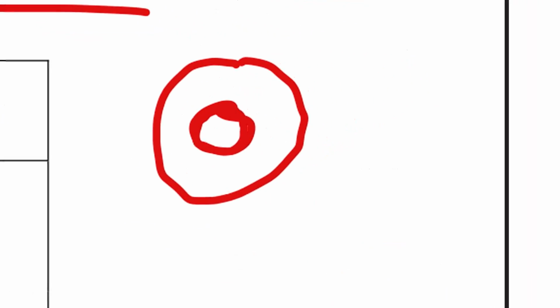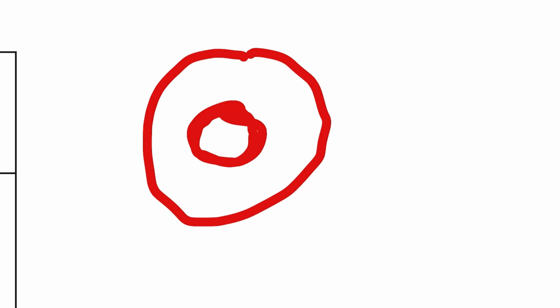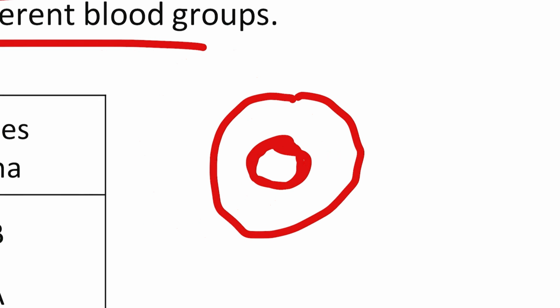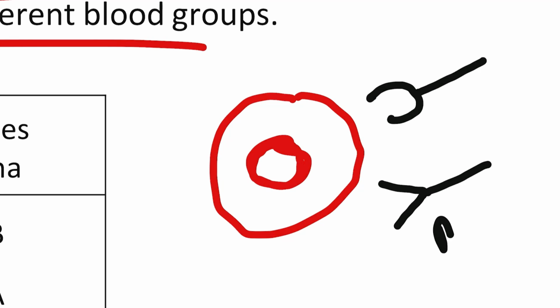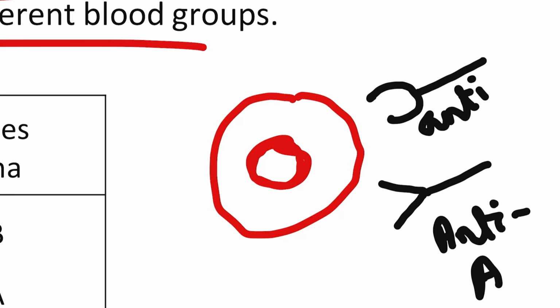Because the person with blood group O has no antigen, it will contain antibodies against both the antigens A and B. So this is anti-A antibody and anti-B antibody. What is the reason for both antibodies being present in blood group O?